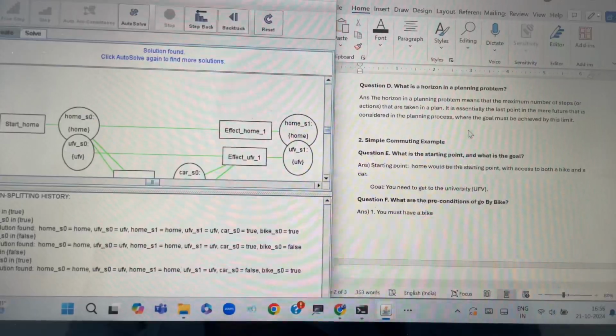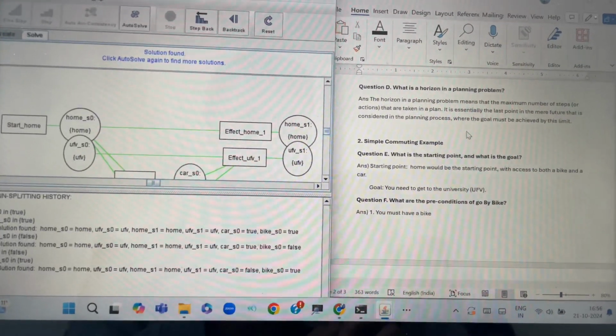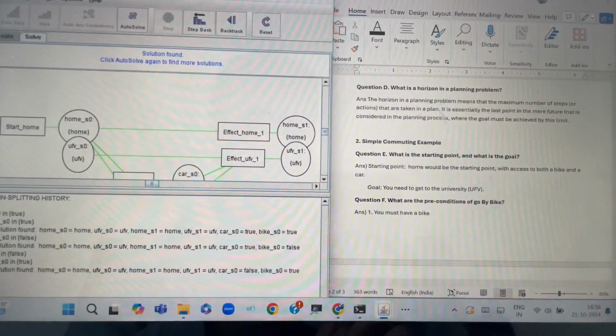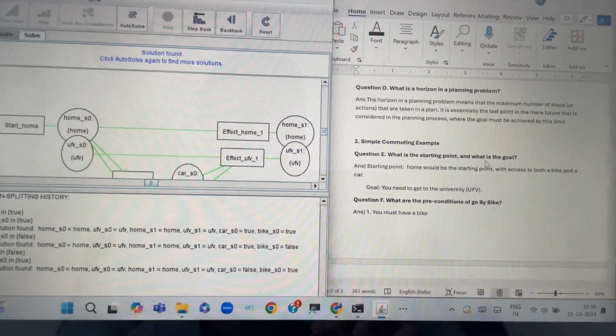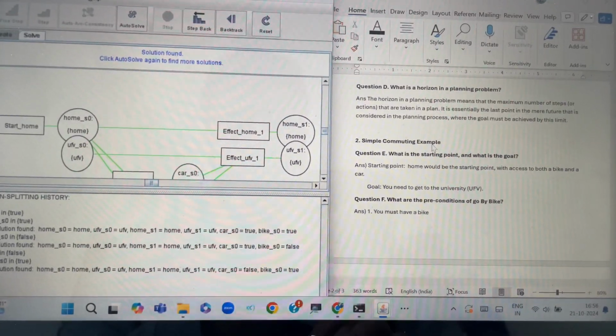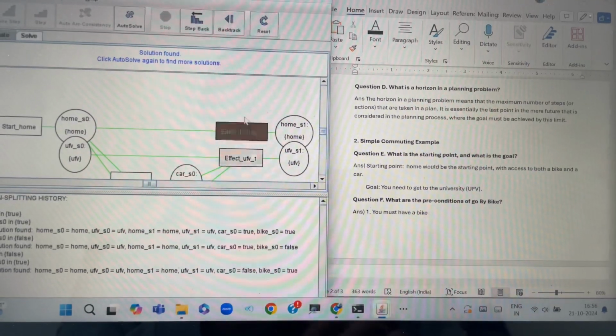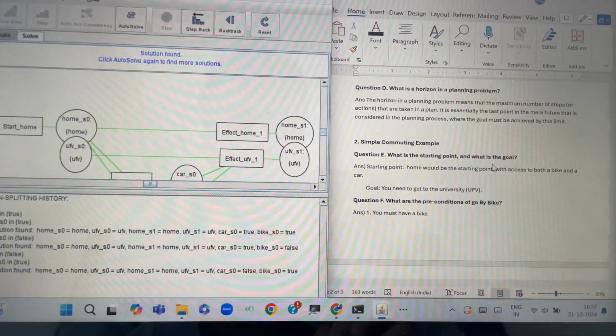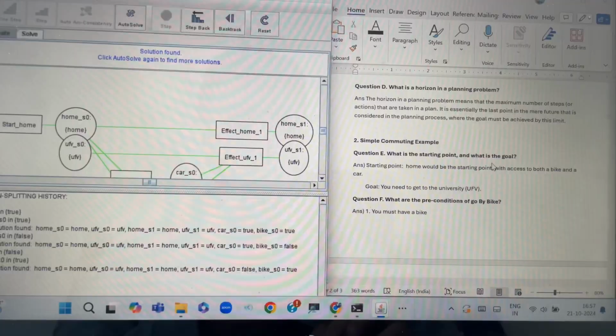What is the horizon in a planning problem? The horizon in a planning problem means the maximum number of steps or maximum number of actions that we can take to reach our goal or achieve the limit.